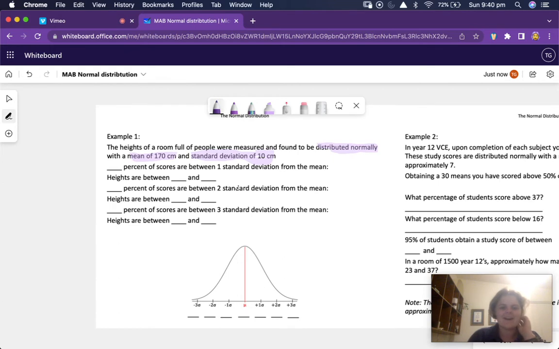I'm going to start by, and this is a really great diagram to draw for these sort of questions, drawing yourself a little bell curve. And I'm going to start by labeling in the mean. So the mean, mu, or x bar is another symbol that we use to represent the mean. So this is right on 170.